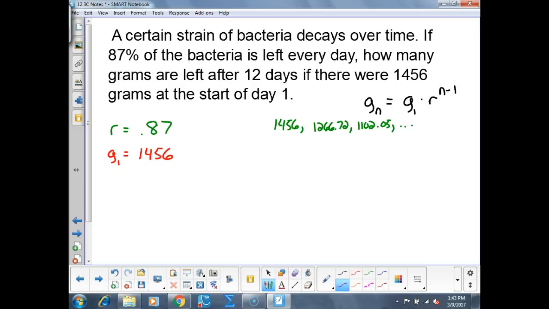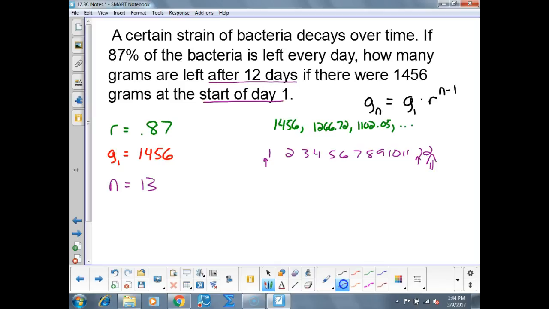If we write this out, day 1, 2, 3, 4, 5, 6, 7, 8, 9, 10, 11, 12. The problem says at the start of day 1 there was 1456. So if I go out 12 days, that's the start of day 12. What are we asking for? After 12 days, so that is right there. So n is 13, because you have to add in that 12th day. Now we have enough to go.